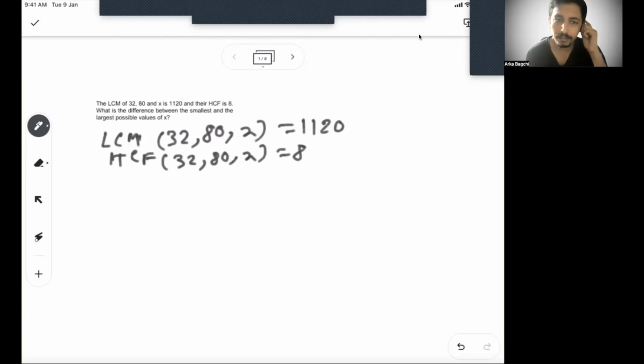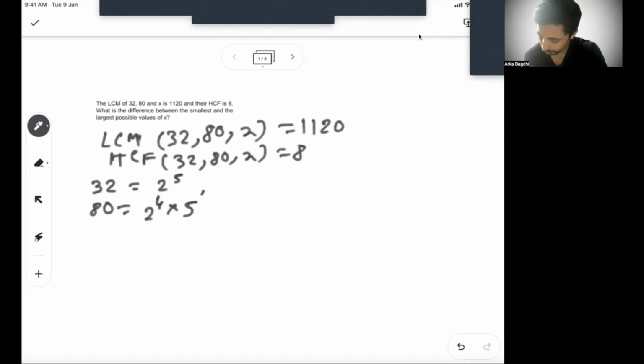First, I need to understand what the possible values of x are, or how we can find the smallest and the largest value. To do that, let's break all of this into factors and see how we can get 1120 or 8. If I break 32, I get 2 to the power 5. If I break 80, I get 2 to the power 4 into 5. Similarly, if I break 1120, I'll get 2 cube.